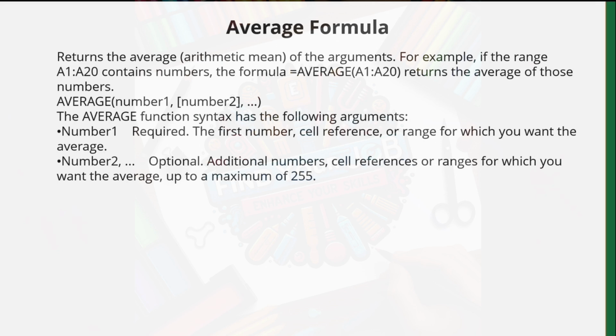But for average, we write average, right? So that means that you get to know the arithmetic mean. For example, if the range A1 to A20 contains numbers, the formula will be average A1 to A20. Now, as I said, I'm using Microsoft Excel version 2021, and all my columns are number labeled, not letter labeled like in the previous version of Microsoft Excel. So the same way that we computed the sum formula, we will be computing the average formula.